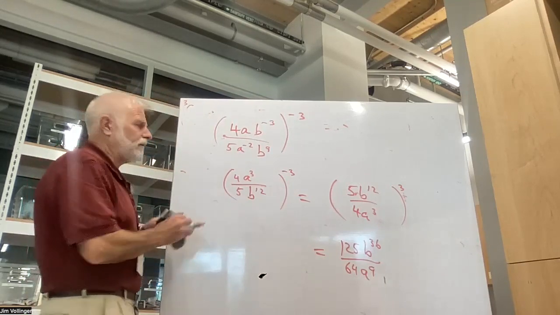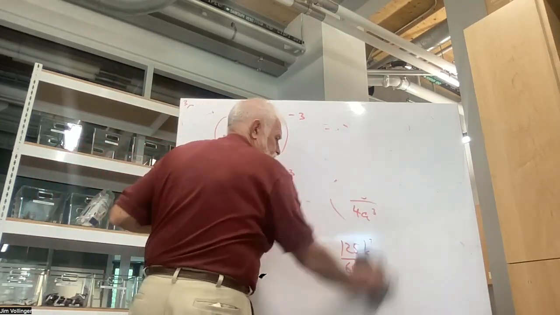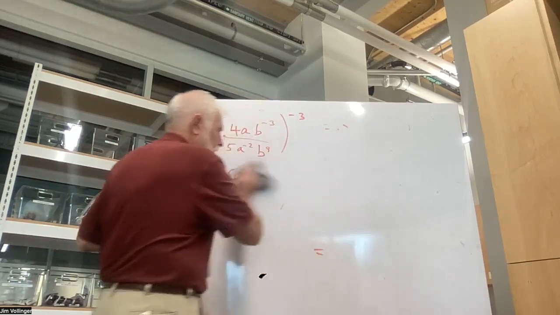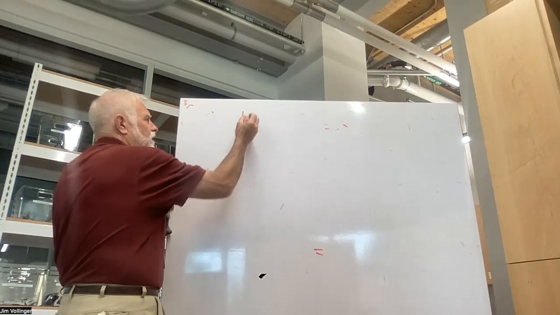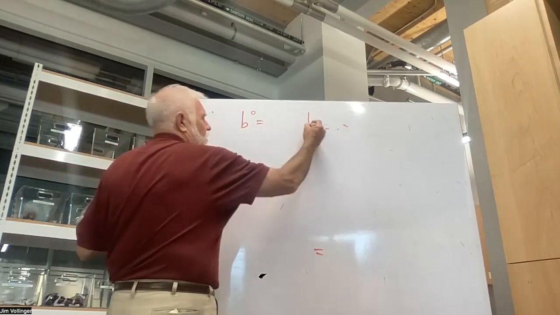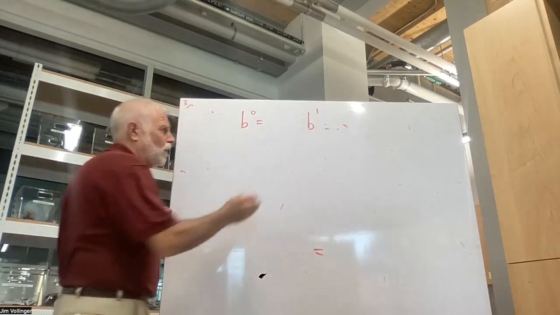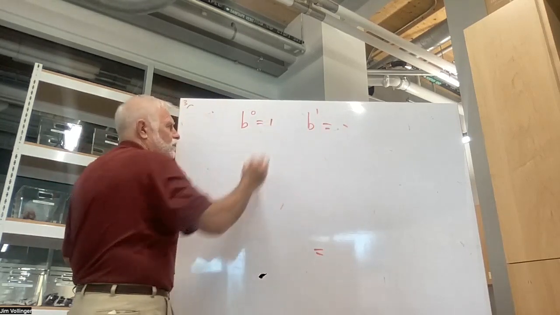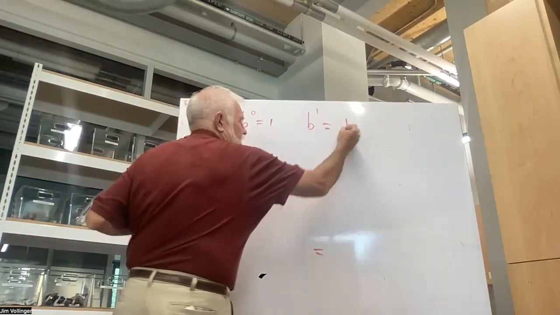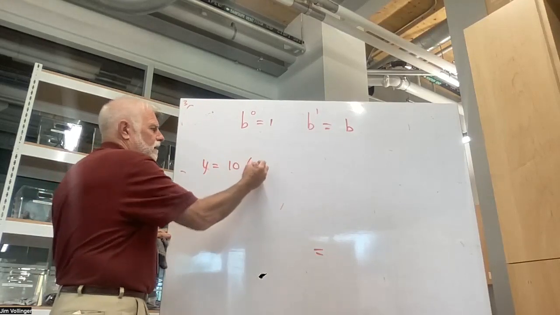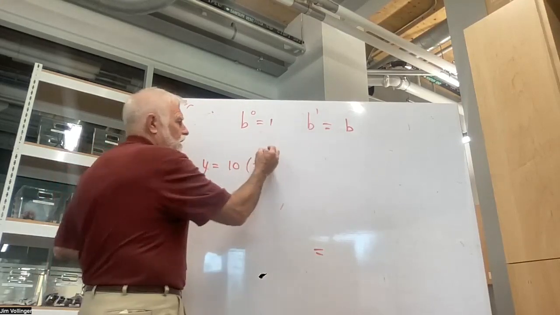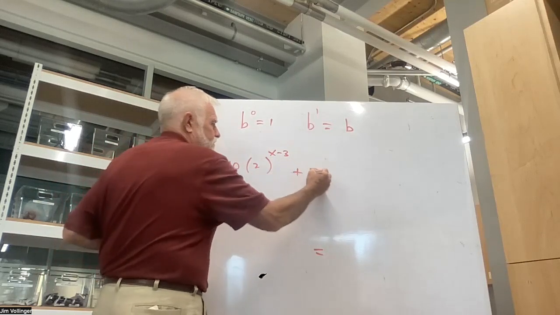All right, let's graph the exponential function. The key to graphing exponential functions quickly is making sure you know what b to the 0 and b to the 1 is, or are. B to the 0 is 1, b to the 1 is b. That unlocks the ability to graph 10 times 2 to the x minus 3, plus 7.